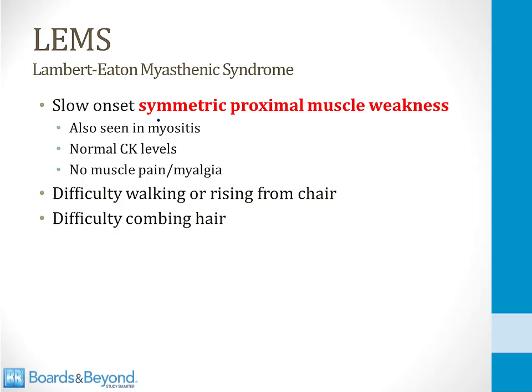The typical presentation of Lambert-Eaton is slow onset symmetric proximal muscle weakness. So this is a distinction from myasthenia gravis, which usually presents with eye symptoms. In Lambert-Eaton, it often presents with proximal muscle weakness.